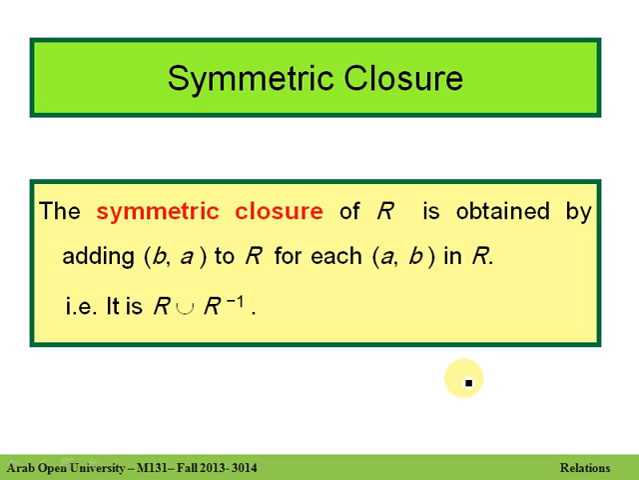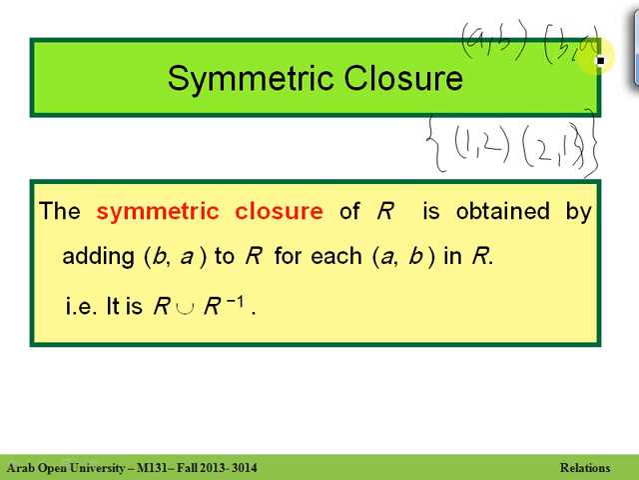Then symmetric closure. What is the symmetric rule? If there is an element (1, 2) in the relation, then there should be (2, 1) in the relation, right? This is the rule for symmetric. So for example, if there is (A, B) in general, then there should be (B, A). Now the symmetric closure of R is obtained by adding (B, A) for every (A, B) in the relation.